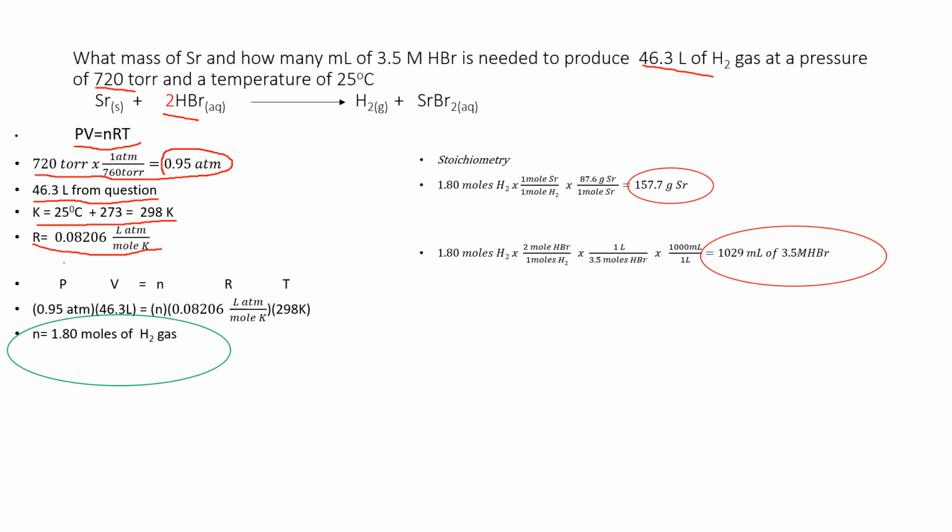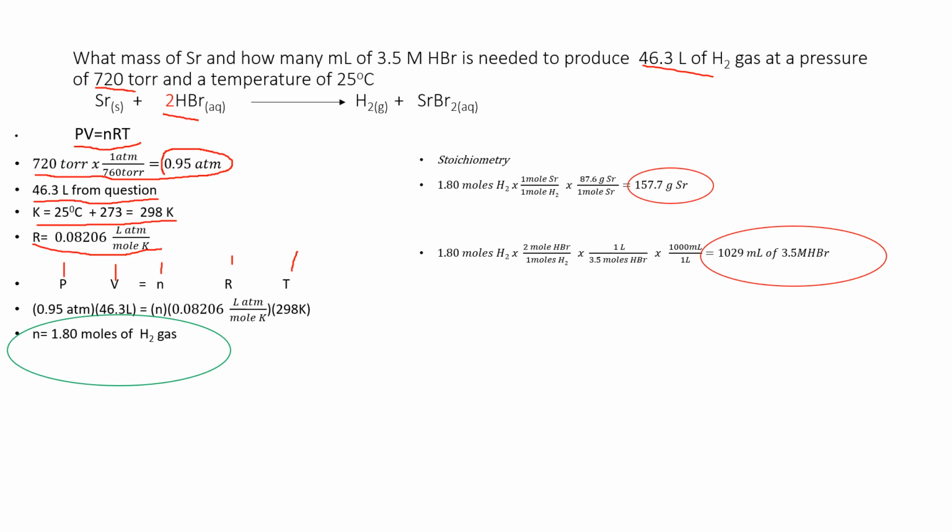I have the pressure in atmospheres. I have the volume in liters. I'm looking for the moles. I have R and I have T. I have 4 of the 5 parts. I can solve for the 5th part, which in this case is going to be the moles of the H2 gas that end up getting produced here.